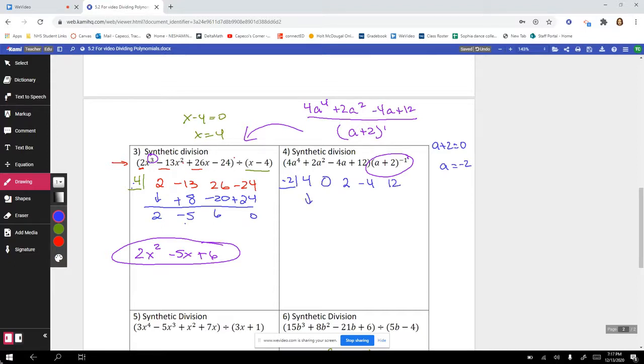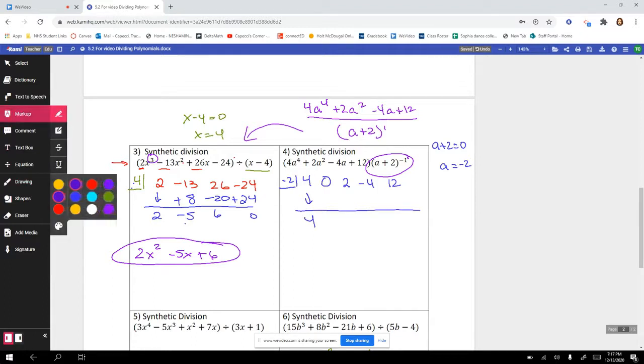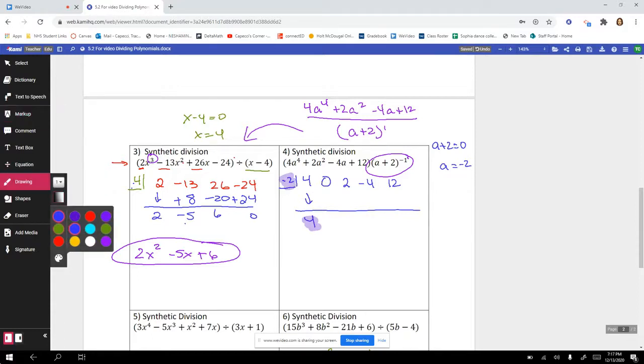Okay, let's get started. I bring down that 4. So I am going to take 4 times negative 2. Everything gets multiplied by that negative 2, that number in the box. So 4 times negative 2 gives me negative 8. And then I combine. Negative 8 times negative 2 gives me positive 16, and I combine. 18 times negative 2 is negative 36, and I combine. Negative 40 times negative 2 is negative 80. I'm sorry, positive 80, and I combine.